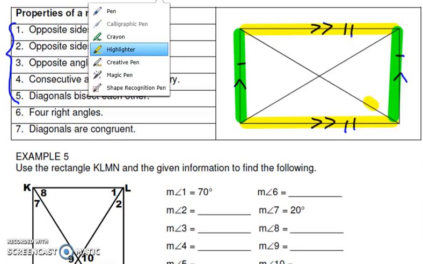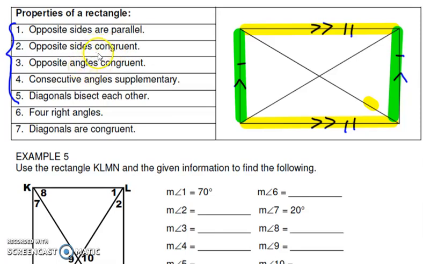Okay. Then we have that opposite angles are congruent, but if we look down at property 6, it also says that we have 4 right angles. So if I just mark the right angles, that actually takes care of opposite angles being congruent, because if I look at the angles across from each other, they're all 90. They're both 90, so they're obviously congruent.